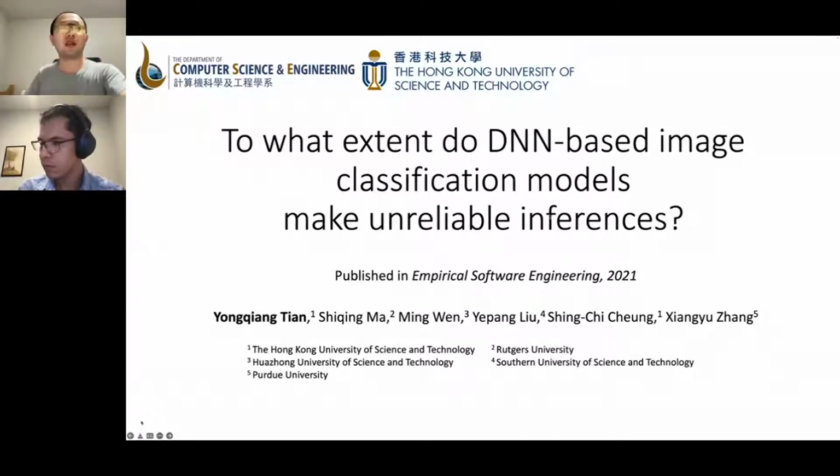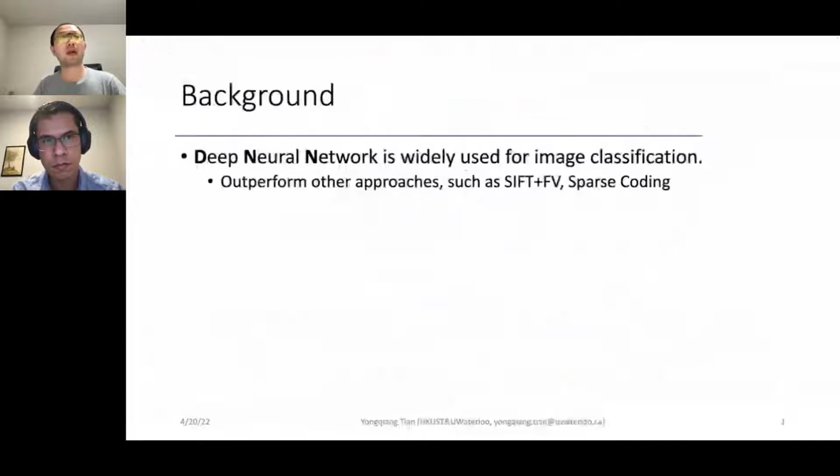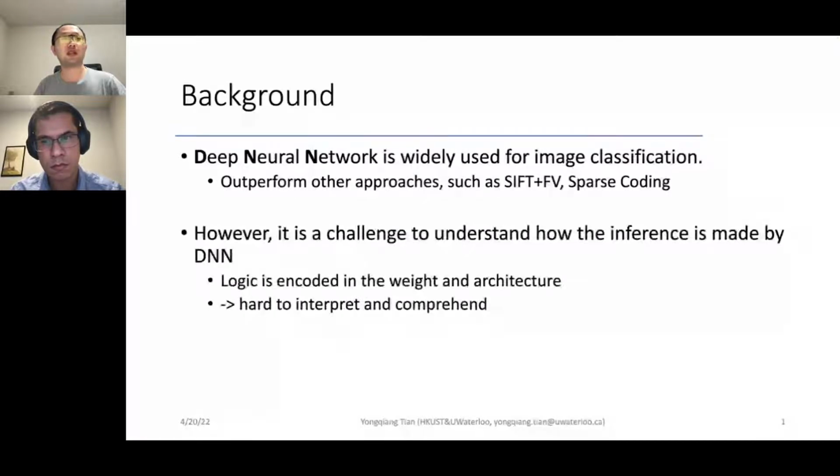Our work is published in the International Conference on Software Engineering 2021. It's a multi-author work by several universities. As we know, deep neural networks are widely used for image classification. Their accuracy outperforms many older techniques. However, a challenge here is that it's hard to understand how the inference is made by DNNs, specifically the logic of the deep neural network.